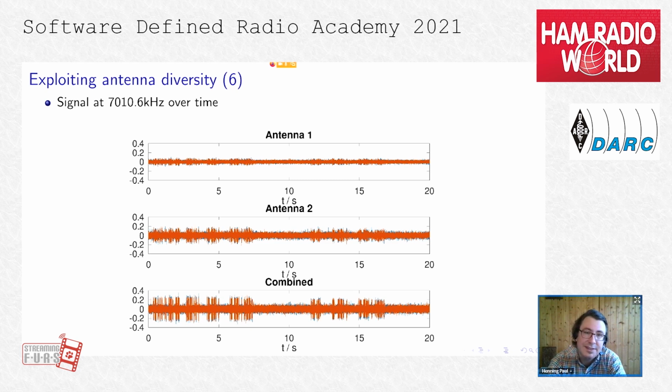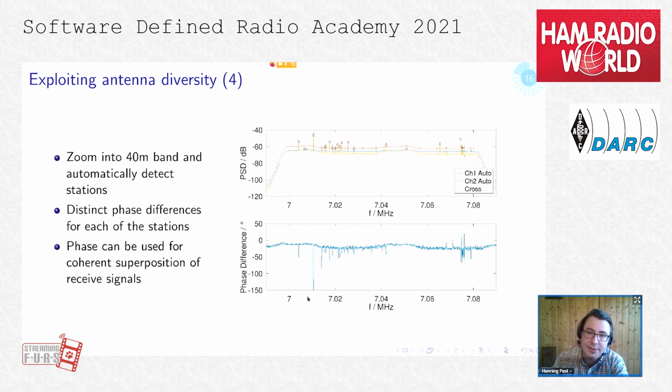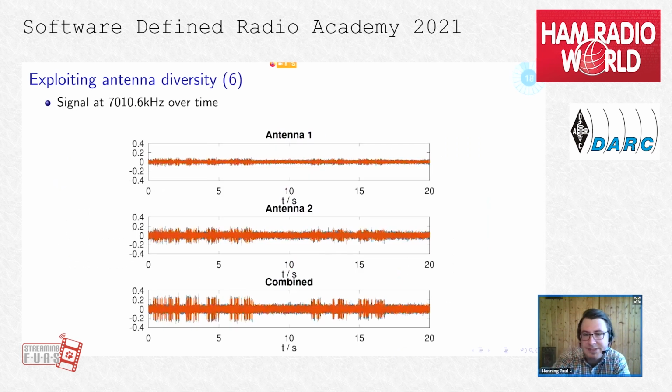We have the signal of antenna 1 on the top. We have the signal of antenna 2 in the middle. And the only thing I did was estimate the phase shift and the scaling factor between these two signals. I read magnitude and phase from this diagram here. And then I used this correction factor to add these two signals coherently. And what you see down there is the resulting signal.